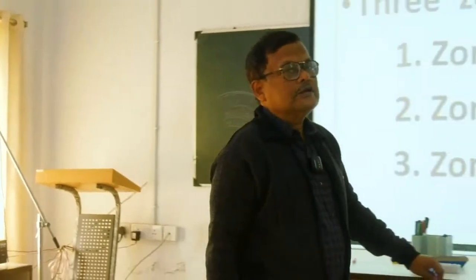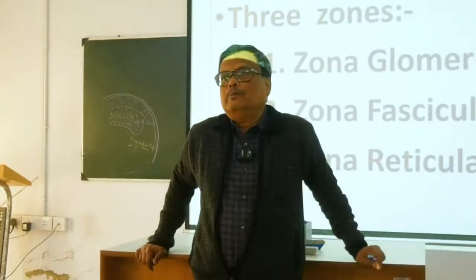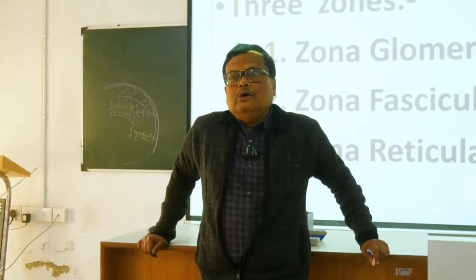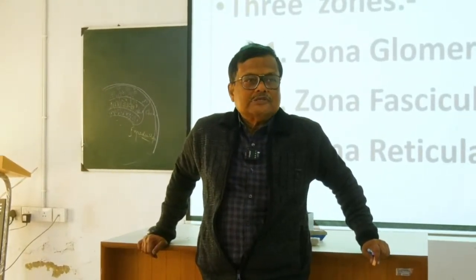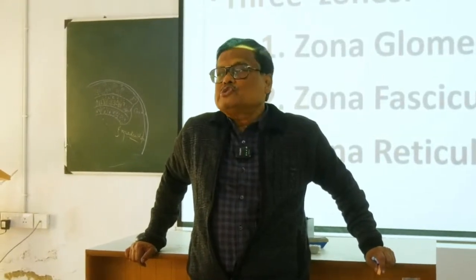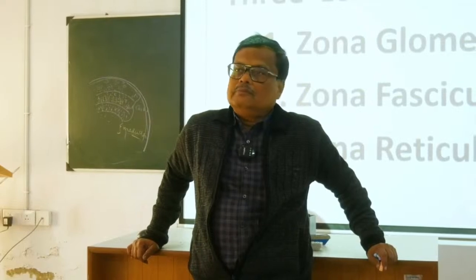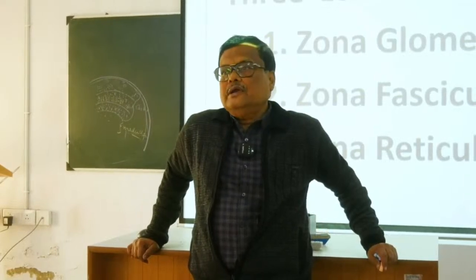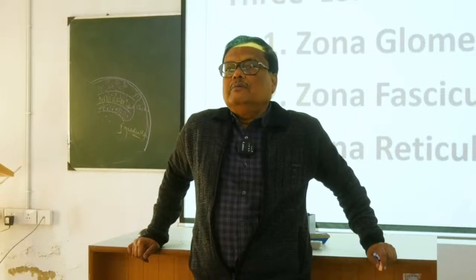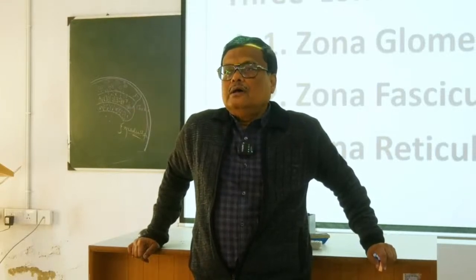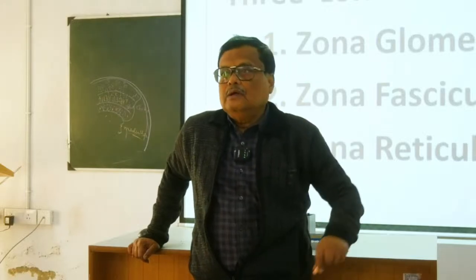ফিজিওলজিতে ইউ উইল বেটার লার্ন। জোনা গ্লোমেরুলোসা সিক্রেটস ভেরি ইম্পর্টেন্ট হরমোন ইন আওয়ার বডি, ভেরি গুড, mineralocorticoids, which with the help of renin angiotensin system maintain the water balance and most important blood pressure and sodium balance in our body. So it secretes mineralocorticoids, very important. If it is increased, there is a raised blood pressure. If they are less, there will be low blood pressure.